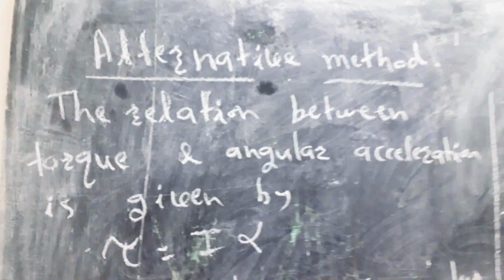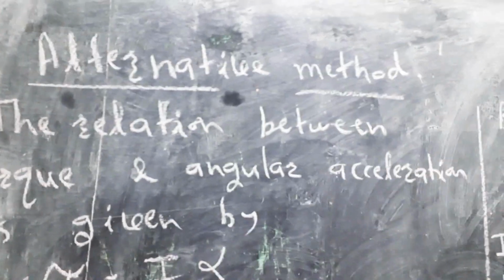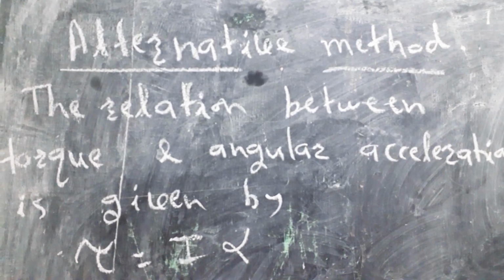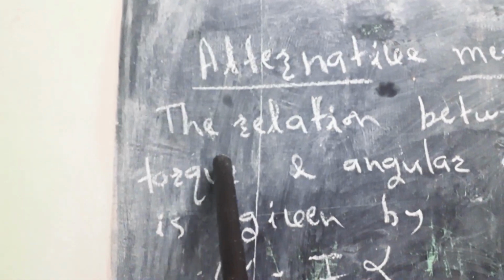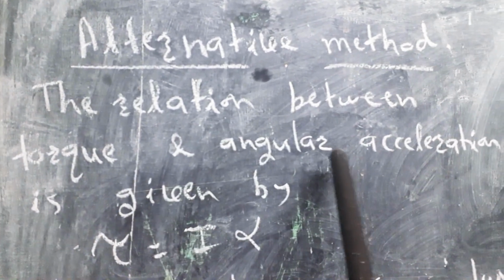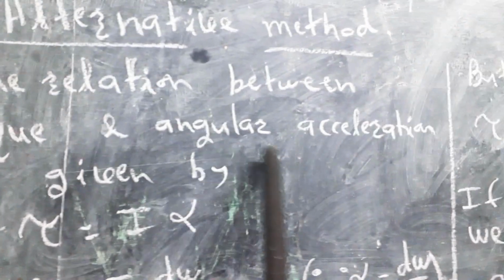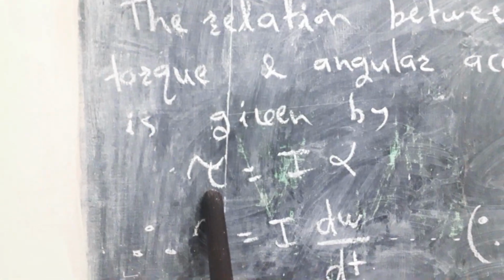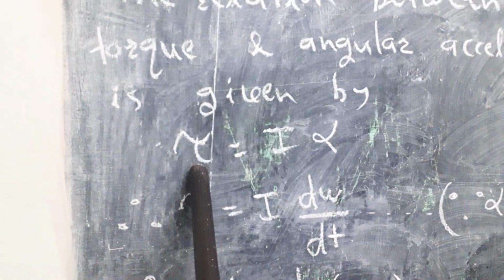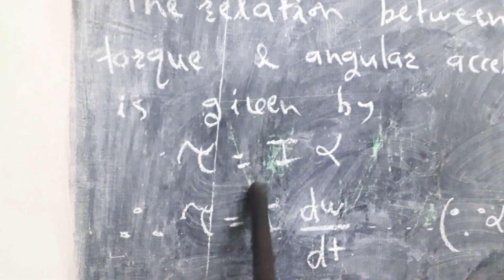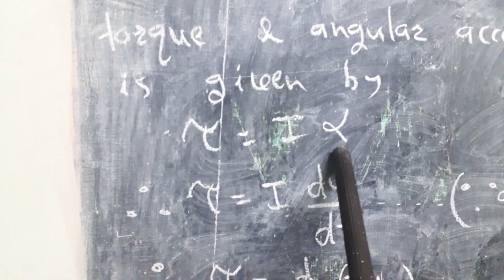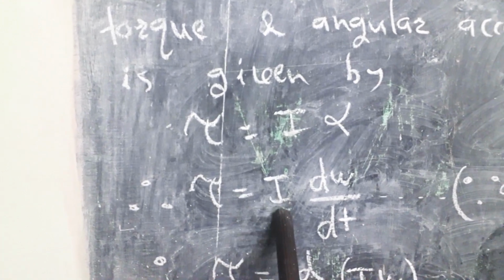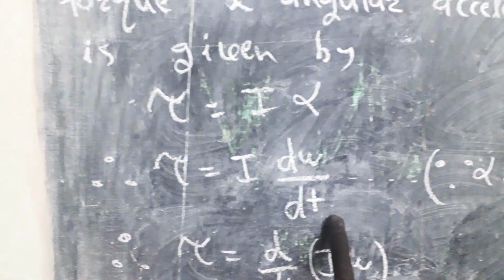Let us see an alternative method to prove the law of conservation of angular momentum. We know that the relation between torque and angular acceleration alpha is given by the formula: tau is equal to I into alpha. So we get tau is equal to I d omega upon dt.